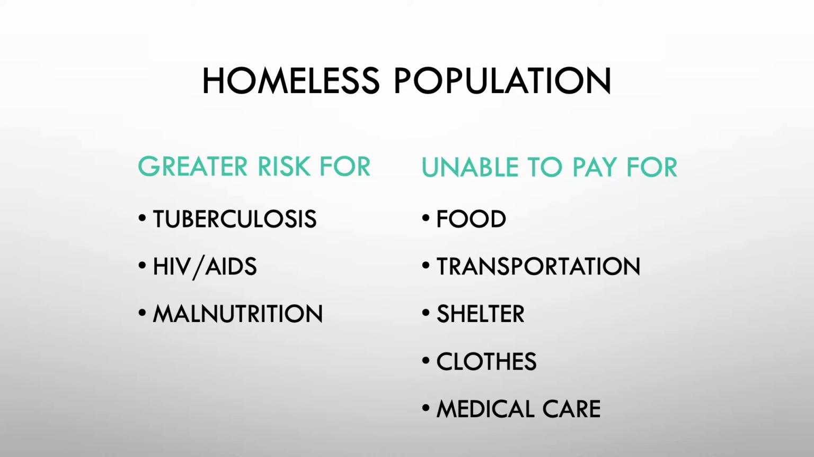The homeless populations are made up of people from all walks of life. This could include those who are unemployed, earn low wages, or are migrant workers. Homeless individuals are those who do not have regular nighttime residence and can include individuals who temporarily reside in a shelter, institution, or on the street. This population is usually living in poverty and are unable to pay for food, transportation, shelter, clothes, and medical care, making them at greater risk for diseases such as tuberculosis, HIV, AIDS, or malnutrition.